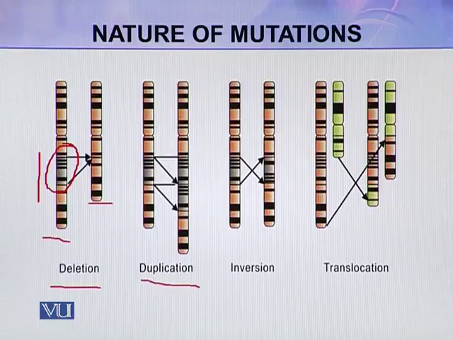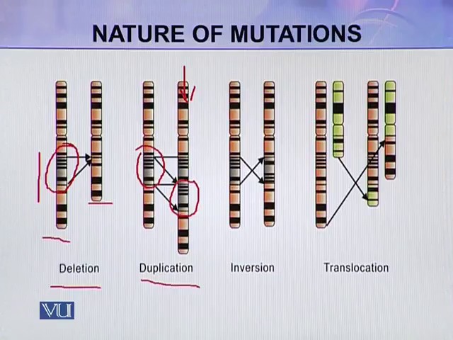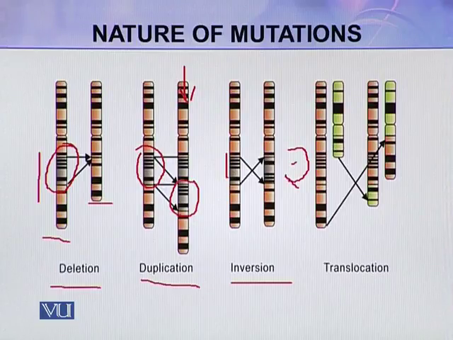In case of duplication, this portion is duplicated here. So this mutated chromosome has a double sequence, a particular sequence. Similarly, in case of inversion, this sequence has been inverted here. So the sequence is inverted in the opposite direction. Such mutations are called inversions.